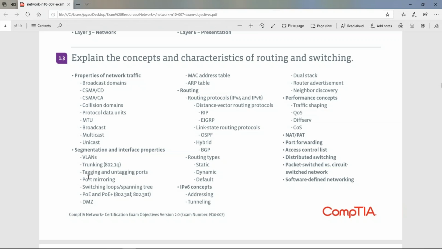When you get to Cisco, you're going to learn how to do all this stuff. You're going to know how to create more VLANs and put interfaces in them, and you're going to know how to trunk, and port mirroring and spanning tree and all this stuff. You're going to learn how to configure it on a device.